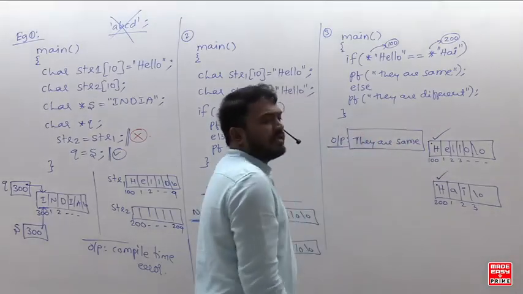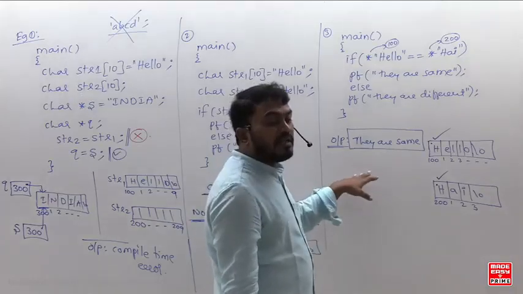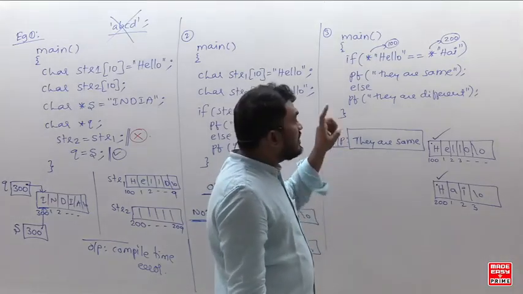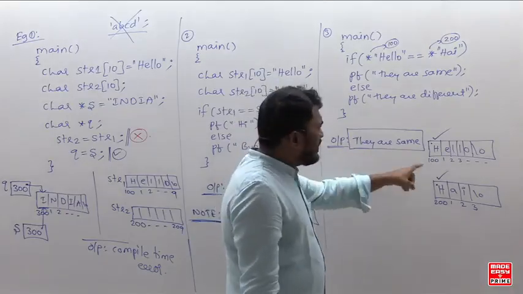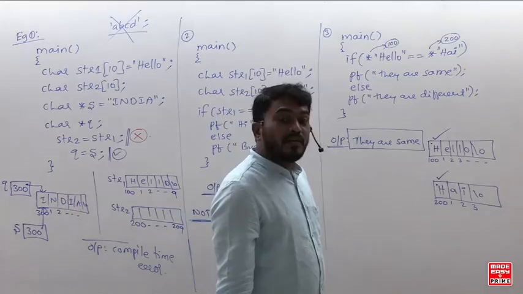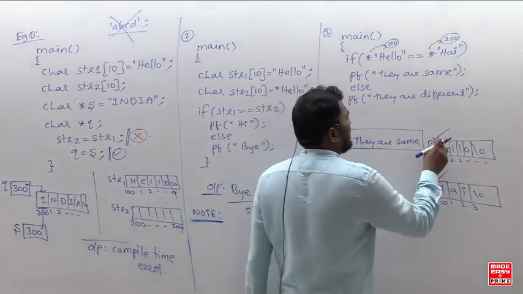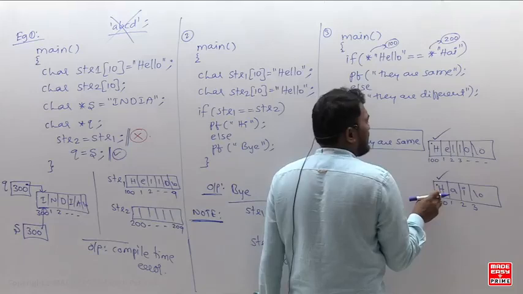Output will be what? They are same. Remember, we are not comparing the remaining characters of the string. Understand carefully. We are comparing only the first character of both the strings. So this is also capital H, this is also capital H. So the ASCII value of the capital H, here also the ASCII value of the capital H, both are same.